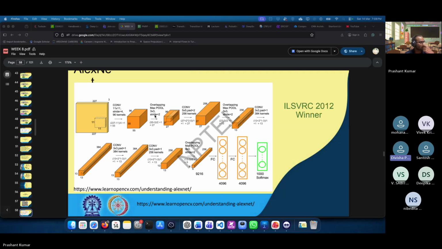So from every 3 cross 3, we'll take the maximum value and then we'll take stride 2, correct? Yes. Let's say I have a 3 by 3 window. I have gone to the topmost value, I got the maximum value, and then I have shifted it by 2 rows or 2 columns.